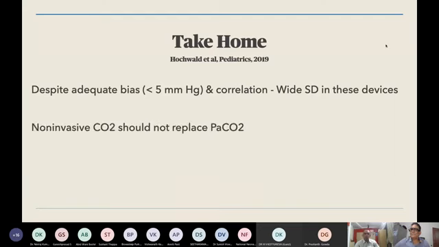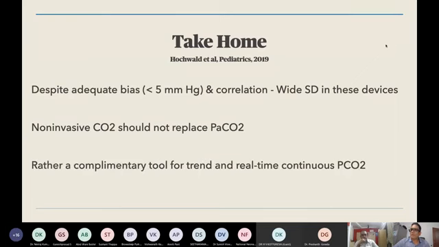So the current recommendation is it cannot completely replace the PaCO2, but it can be a complementary tool to monitor the trend on real-time continuous CO2, particularly in babies who are requiring high-frequency oscillation. But if you find that the CO2 values are abnormal, you need to confirm it with the arterial blood gas and partial pressure of CO2. But generally, the trend is good enough.